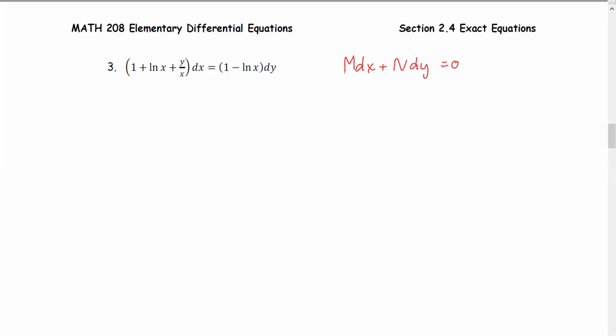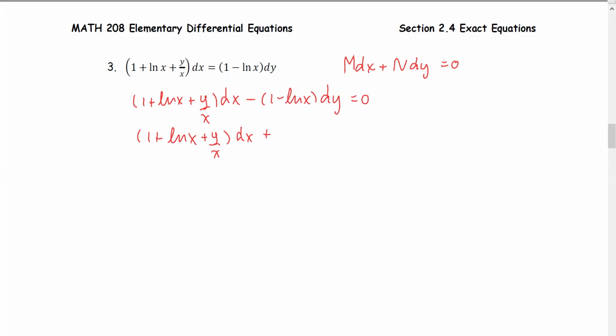Now we are going to rewrite the equation by subtracting 1 minus log x dy from both sides to get the other side to be 0. Then we have 1 plus log x plus y over x dx subtracted by 1 minus log x dy equals 0. I'm going to rewrite it in a better form. The first term, the M term, will be the same, but I'm going to write the second term as plus the natural log x minus 1 dy equals 0.